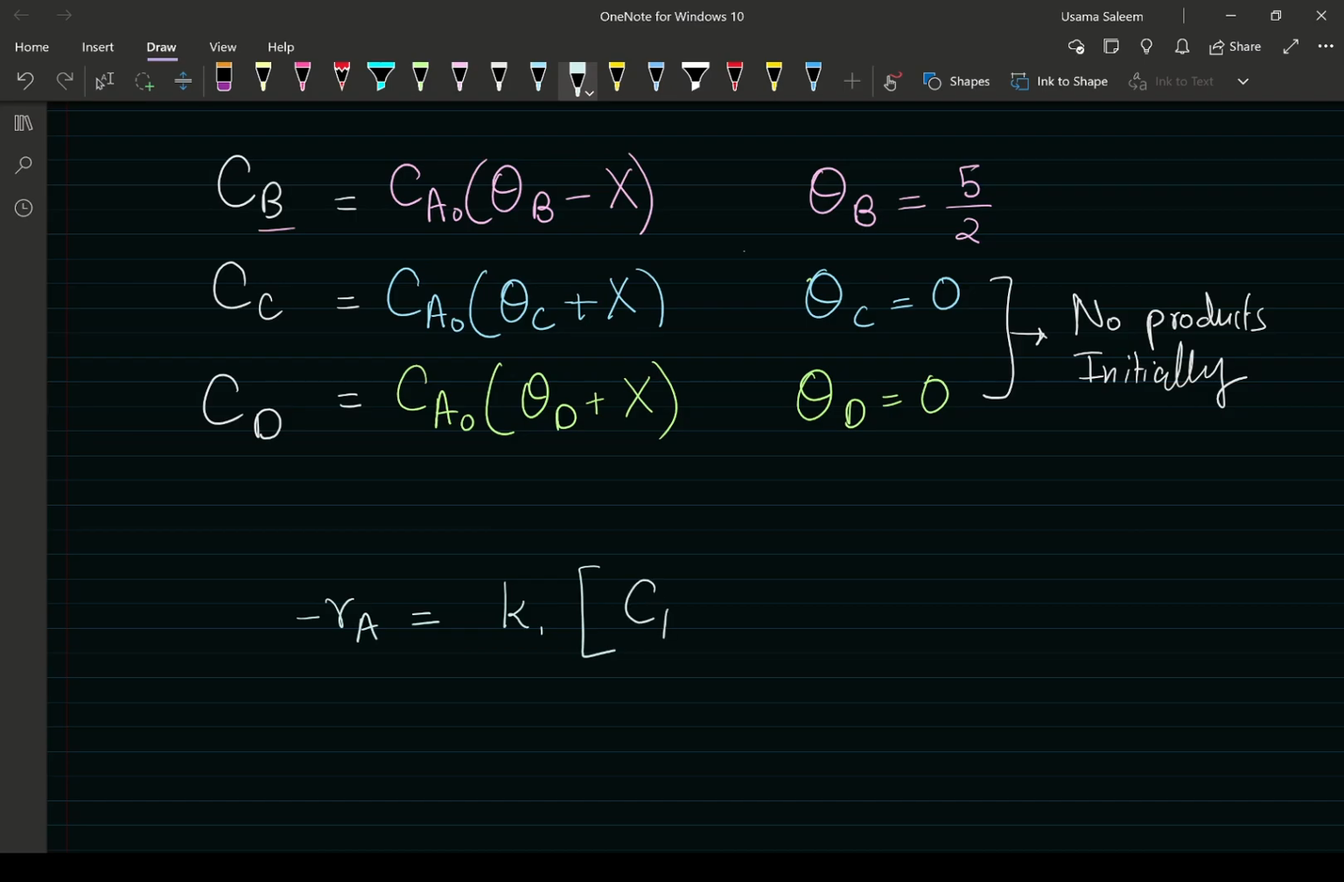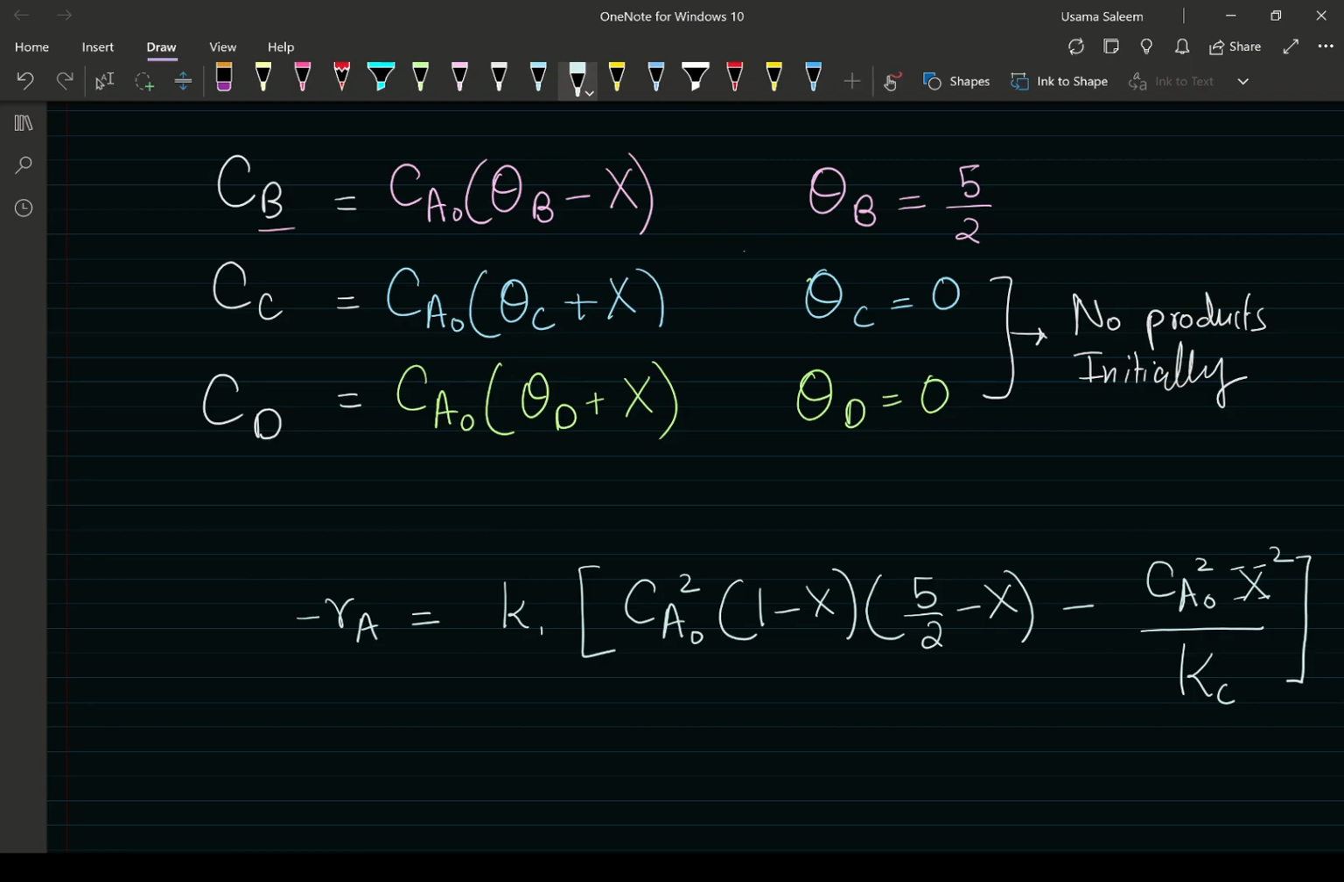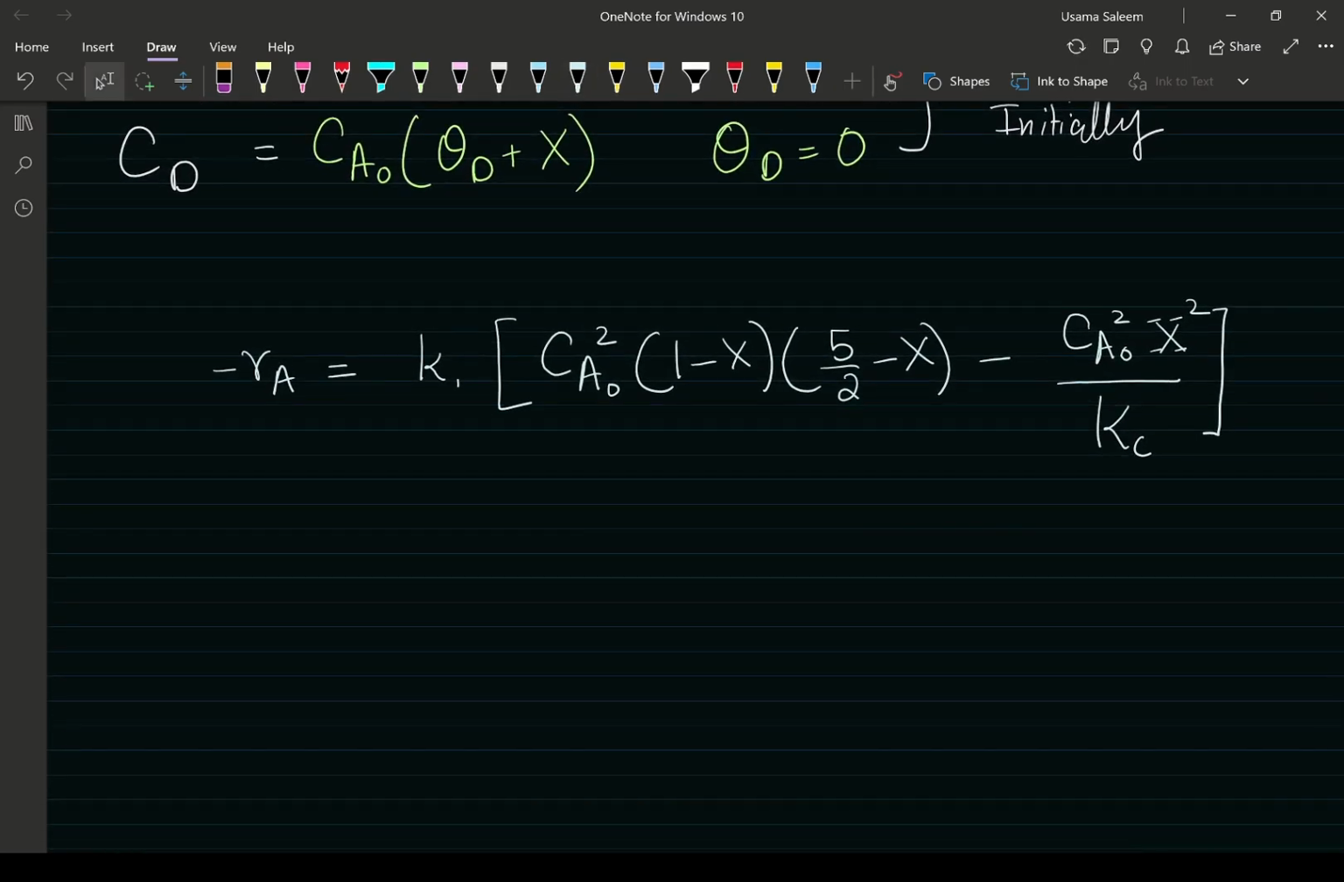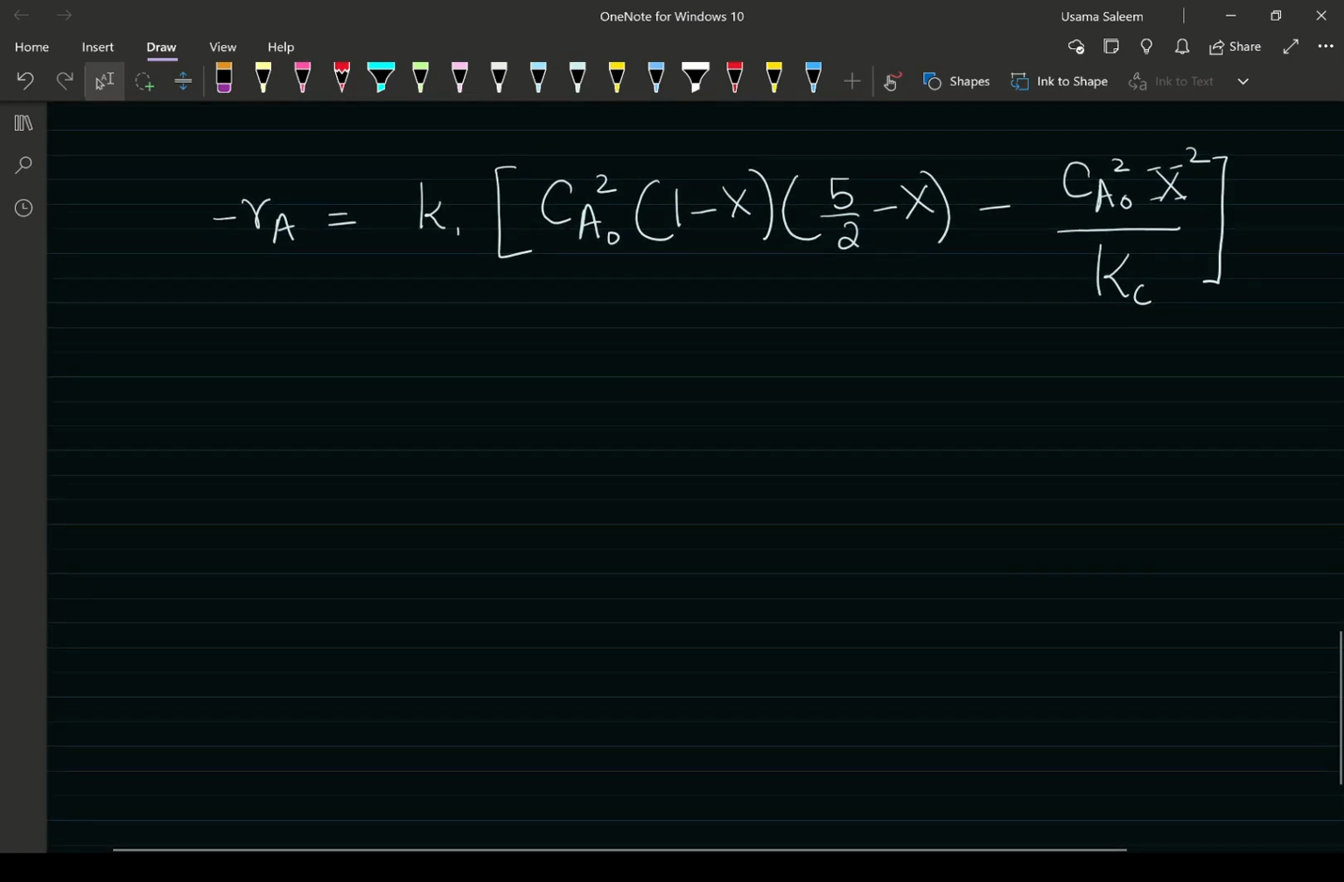And hopefully that's going to give me CA naught squared times 1 minus x times 5 over 2 minus x, minus CA naught squared x squared, divided by kc. Hopefully there's going to be an x squared here. Okay. All right, that does not look too bad.